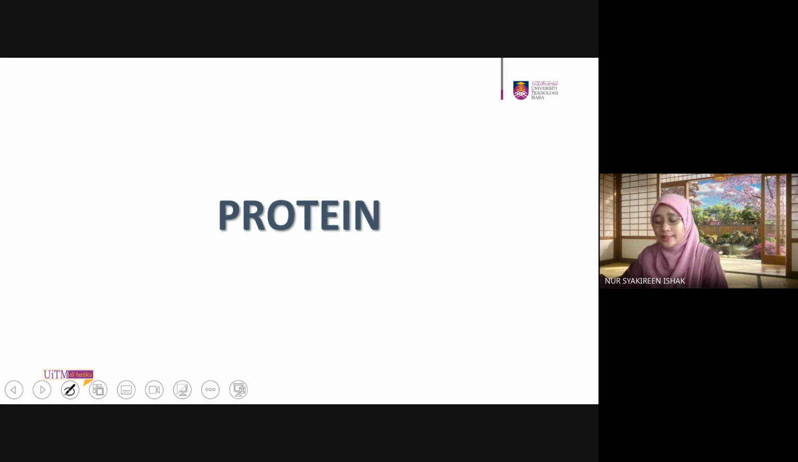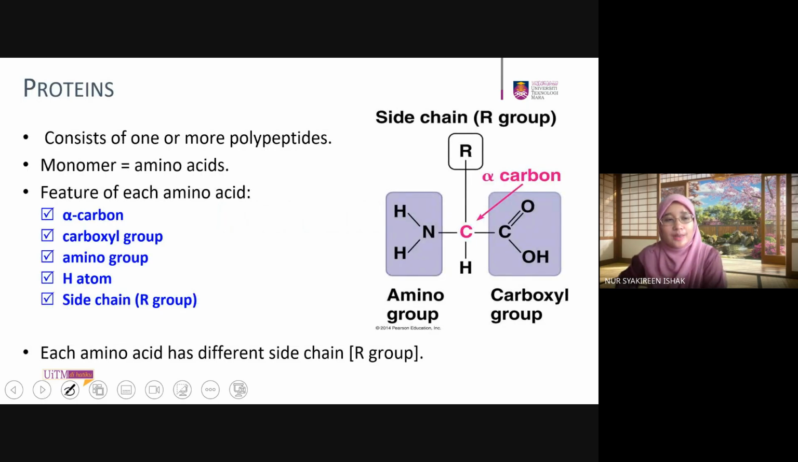Okay, so next, that is the introduction. Before we go deep into each of the macromolecules, the first macromolecule we are going to look at is protein. So it says here protein consists of one or more polypeptides. A protein molecule can consist of only one polypeptide chain. It can consist of the interaction between several polypeptide chains.